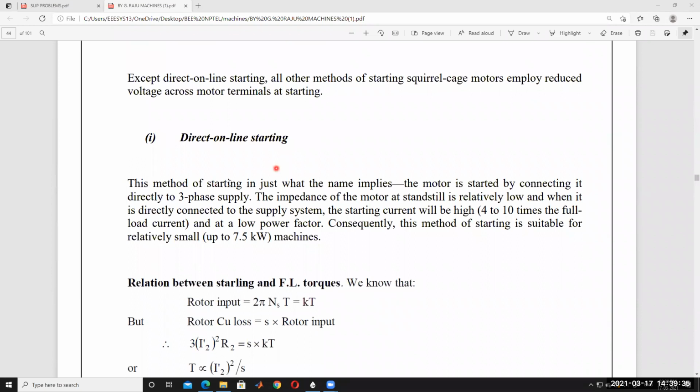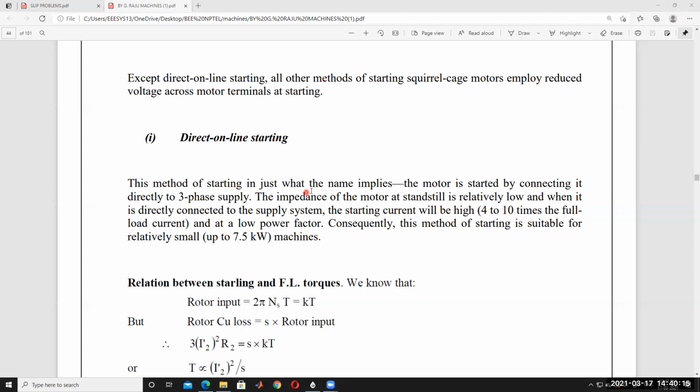In this method of starting, just as the name implies, the motor is started by connecting it directly to the three-phase supply. Without any equipment, the motor terminals are directly connected to the supply terminals. The three terminals R, Y, B are directly connected to the input supply, like a socket box. Connecting these three terminals directly is called direct online starting.